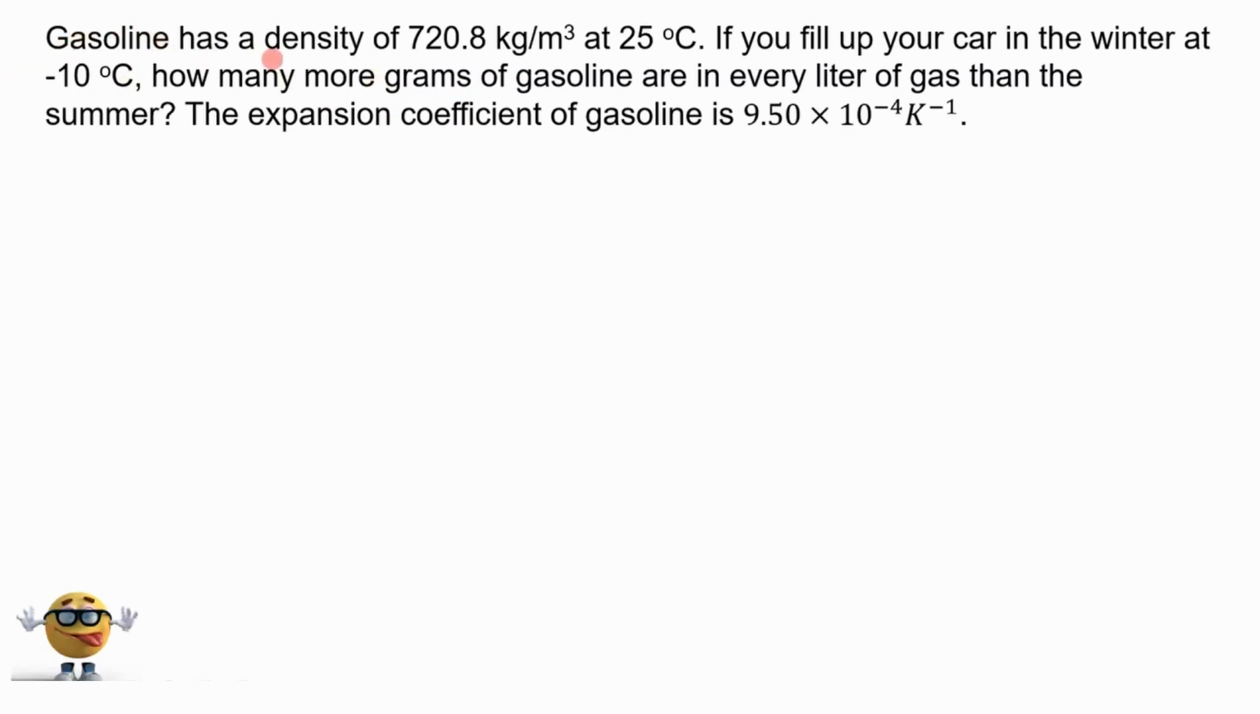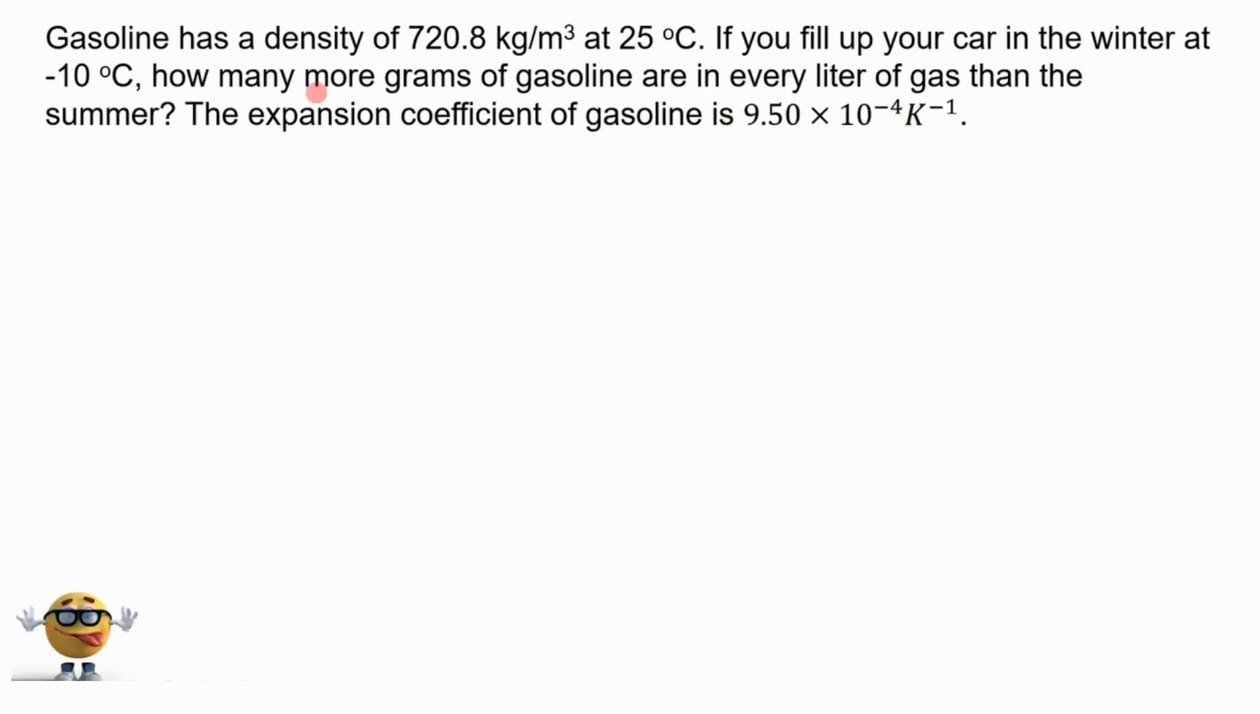Gasoline has a density of 720.8 kilograms per meter cubed at 25 degrees Celsius. If you fill up your car in the winter, at negative 10 degrees Celsius, this is in Canada. I'm from Canada, so it gets cold in the winter. How many more grams of gasoline are in every liter of gas than in the summer? So we'll say that's 25 degrees Celsius. That's all we have to go on. In our summers, it's a lot hotter, but anyways, here we go. The expansion coefficient of gasoline we're given here is 9.50 times 10 to the negative 4 per Kelvin.